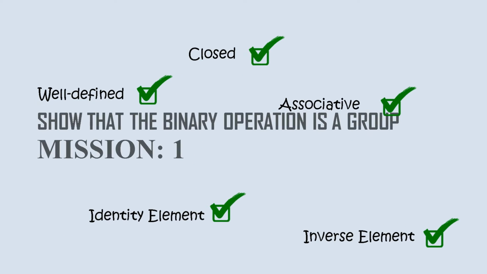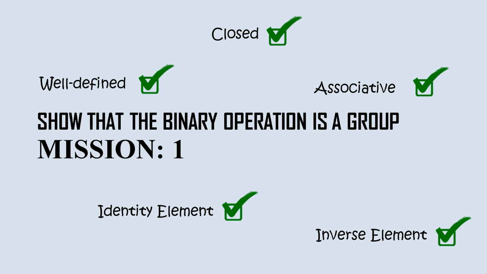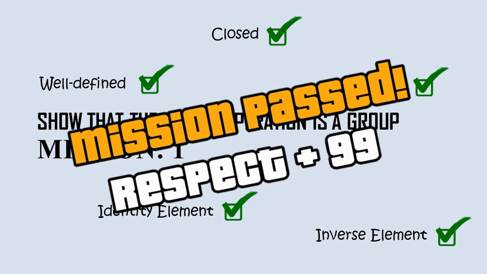Since the binary structure H sub 6 under binary operation star is well defined, closed, and associative, the identity element exists, and the inverse element exists for all elements in H, therefore the binary structure is a group. Mission complete.